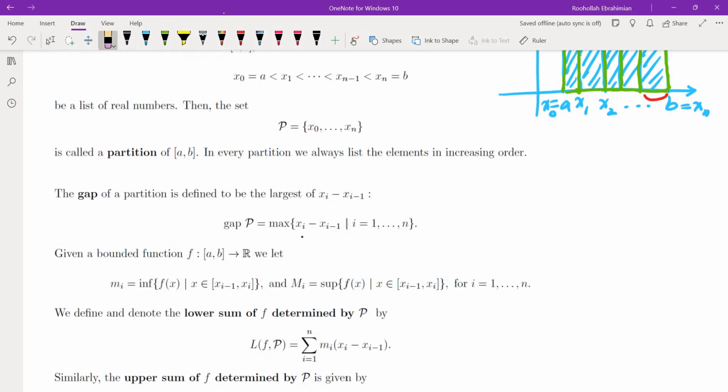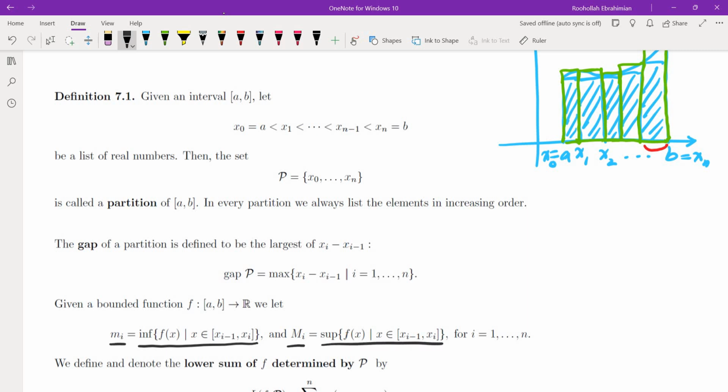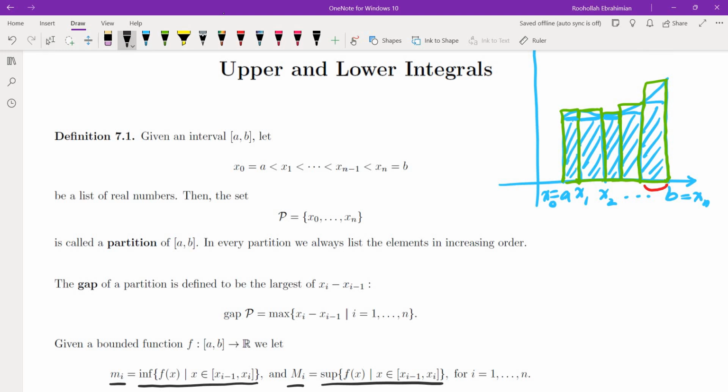So what are we going to do with a partition? We're going to look at the minimum of the function, or I guess not minimum because it may not have a minimum, but it has an infimum, because it's a bounded function. The infimum of the function over each of these intervals is called lowercase mi, and the supremum is called capital Mi. So mi would be these blue lines, and capital Mi's would be those green ones.